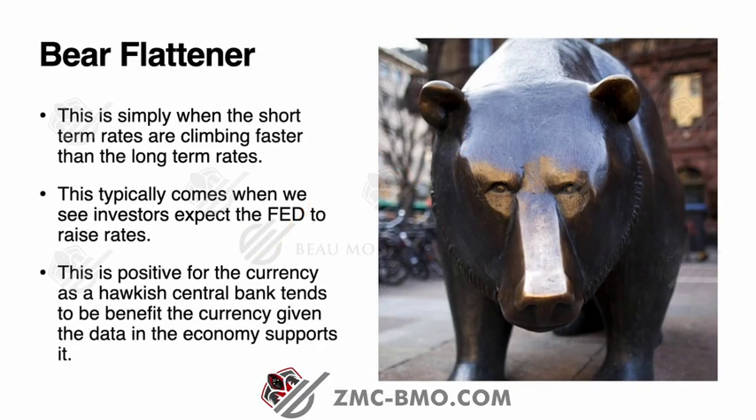A bear flattener is simply when the short-term rates are climbing faster than the long-term rates. This typically comes when investors expect the Fed to raise interest rates. In this example, this is positive for the currency, as a hawkish central bank tends to benefit the currency, given the data in the economy supports it. Like we've seen before, there could be a massive bear flattener, so that the 2-year yield is climbing a lot quicker and flattening the curve, i.e. closing the gap with the 10-year. I'll show an example in a moment.